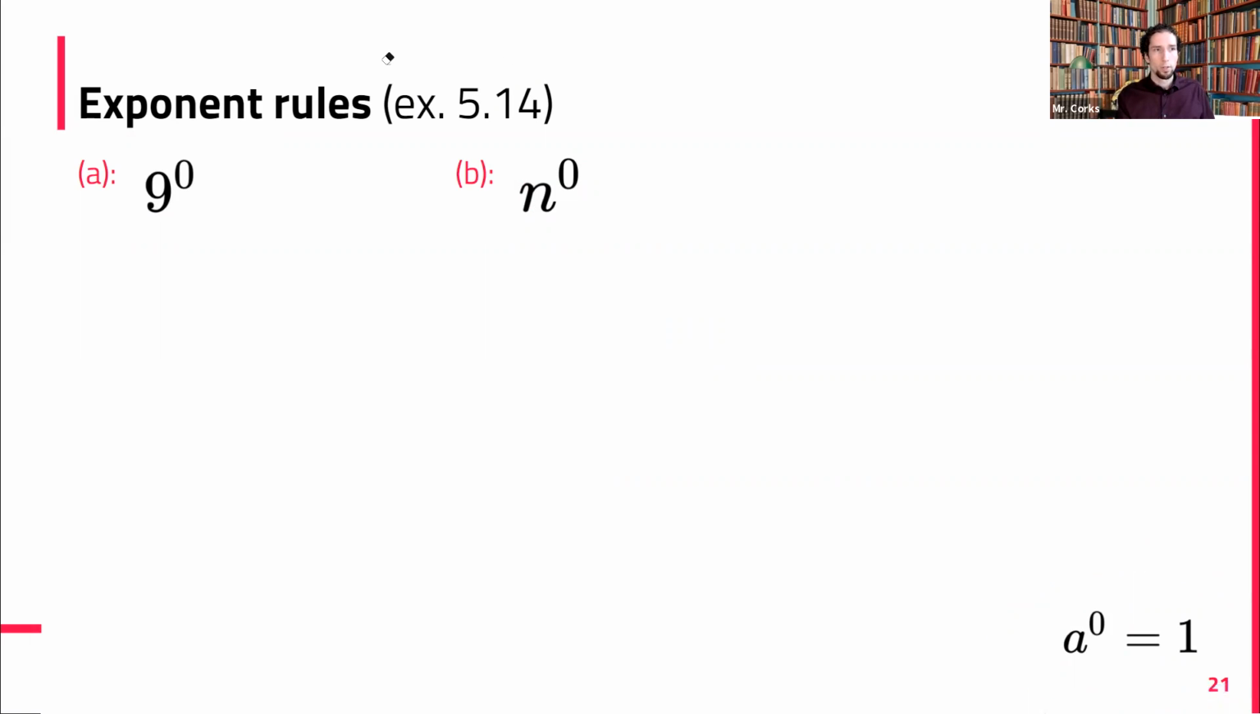So first, 9 to the exponent 0. What does that equal? 1. It is 1. What if we don't know what the number is and it's just some variable n? It's still 1. We don't care what the number is. It's always 1. Easy rule.